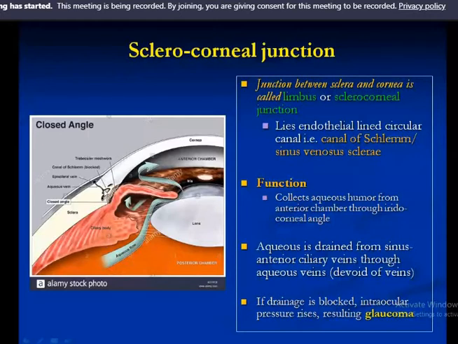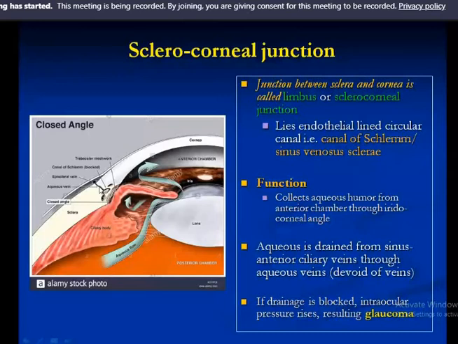Now I'll just stress the drainage of the aqueous humor. From the anterior chamber, it will pass through the iridocorneal junction. It will enter into the canal of Schlemm. Then from the canal of Schlemm, through the aqueous vein, it will enter into the anterior ciliary vein.